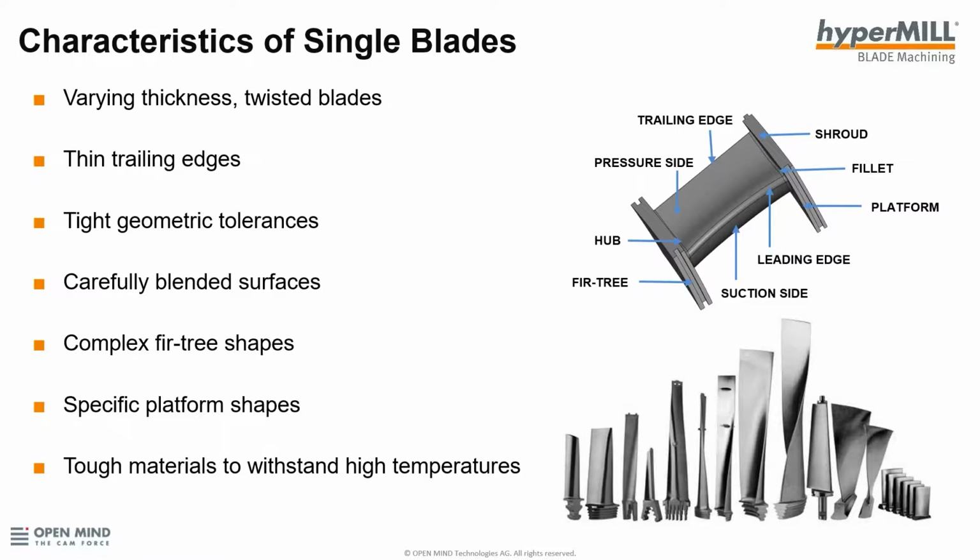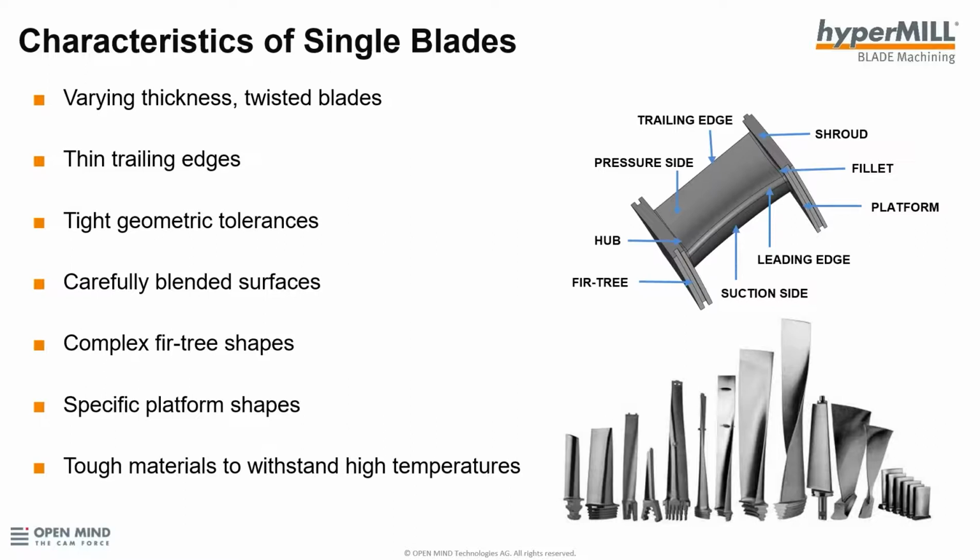Most of the time, these single blades have complex fir trees and specific platform shapes, as you can see in the image that we're showing on the right bottom side of the screen. HyperMILL can actually map all these special tools using HyperMILL freeform geometry. So one can easily program all these various shapes of fir trees and root design that you're seeing there with contour milling with the special tools in HyperMILL. So it makes it really easy to do this.